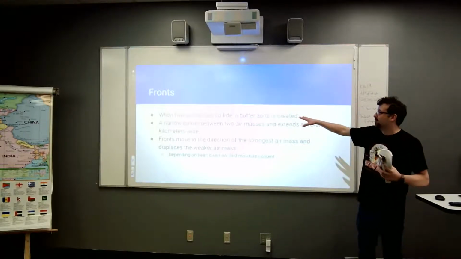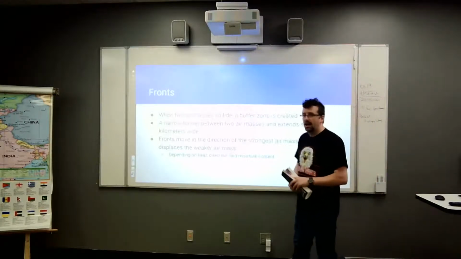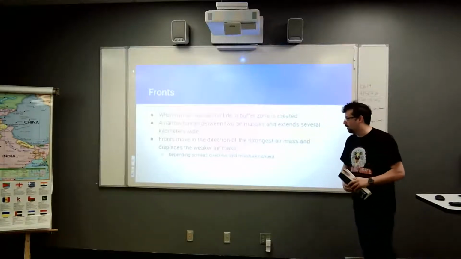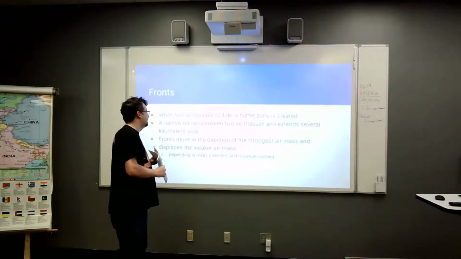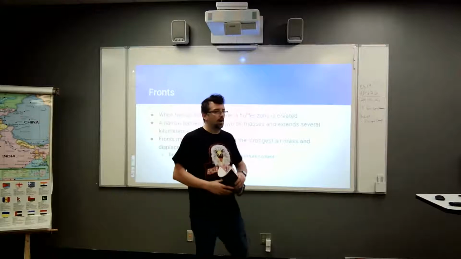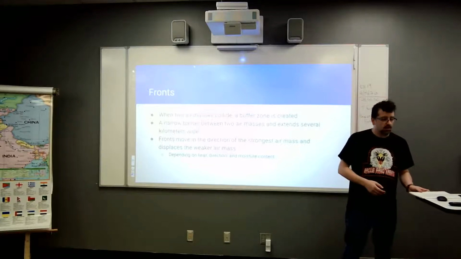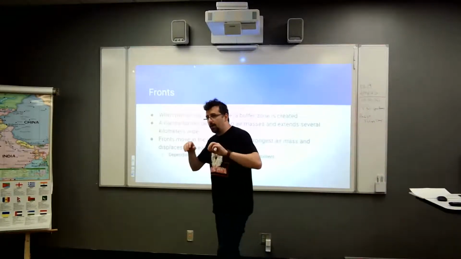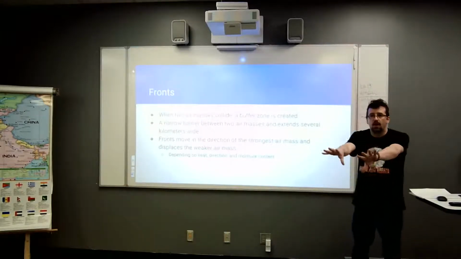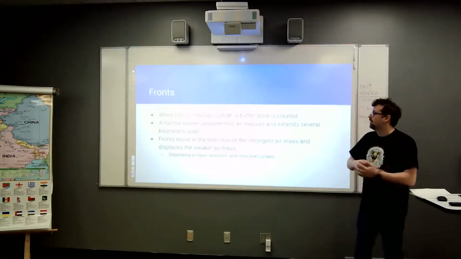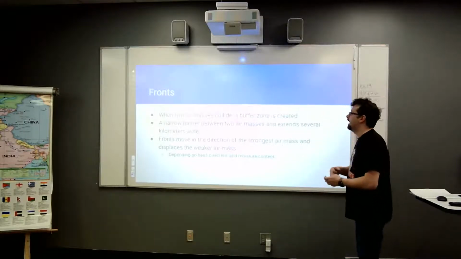So, fronts. Fronts happen when two air masses collide, when they smash together, and a buffer zone is created. This is typically a narrow band that exists between the fronts, and they move in the direction of the strongest air mass, and they displace weaker air masses. Remember when we talked about the movement of air, about air pressure? High pressure flows towards low. We often see that a high pressure will have more power to it, and it will displace the low. And you'll see that happen here as well.